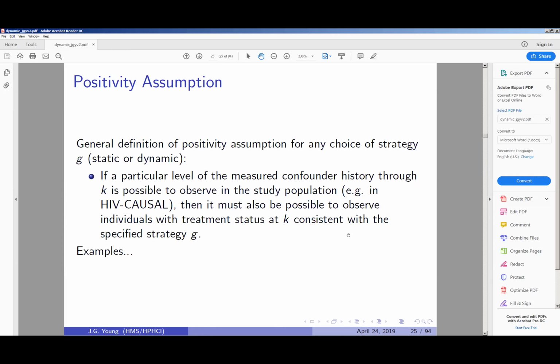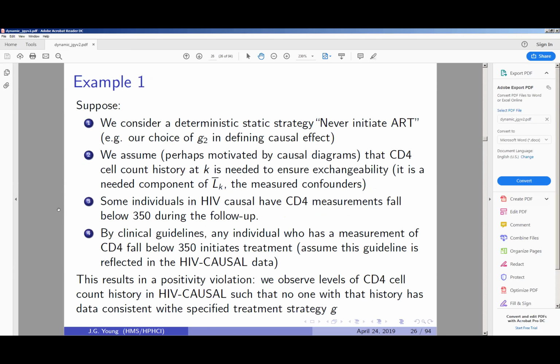consistent with that strategy. For those of you who know a little bit about positivity, this might actually sound strange, and that's because usually positivity is not stated in general. It's stated only for the case of static strategies. So this is giving you a general definition of positivity, and we'll clarify it in the context of a couple of examples.